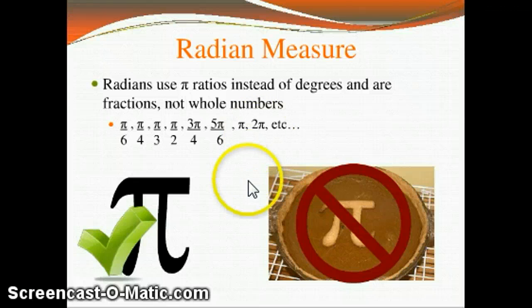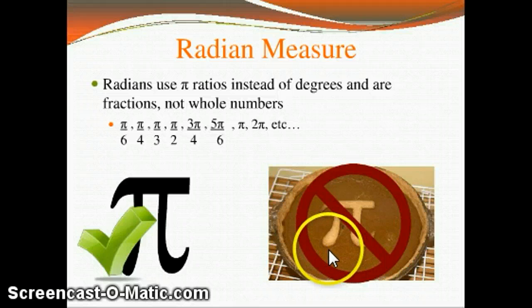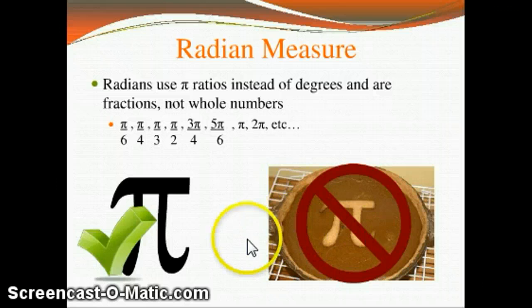And when I say pi, I don't talk about the food that we eat, even though this is a pretty cool pie, because it's a pie. It's like Inception. But we want the Greek symbol for pi, not the food, the Greek symbol.